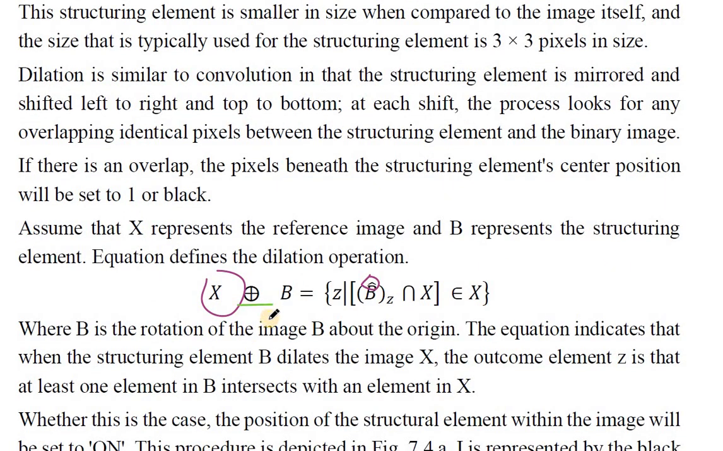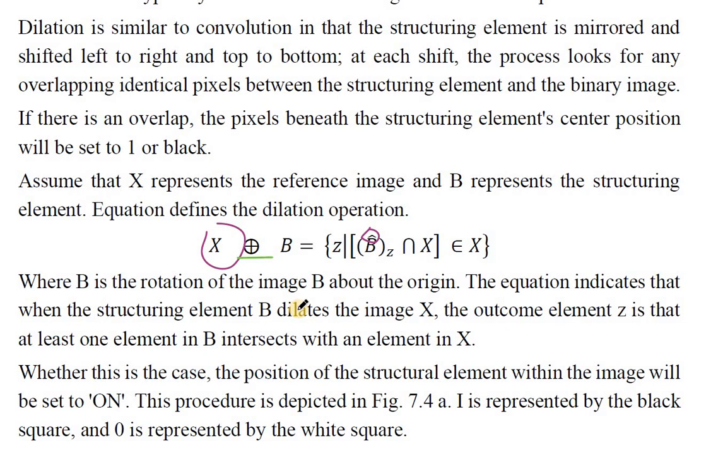What changes is the symbol, because the concept of dilation is completely opposite of what is there in erosion. So how is the equation defined? X, with a circle containing a plus sign, then B cap. Again, X is the image, B is the structuring element. Now, what is the meaning of this B cap? You are rotating B, your structuring element, about the origin.